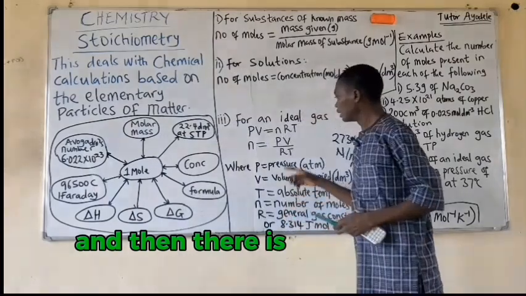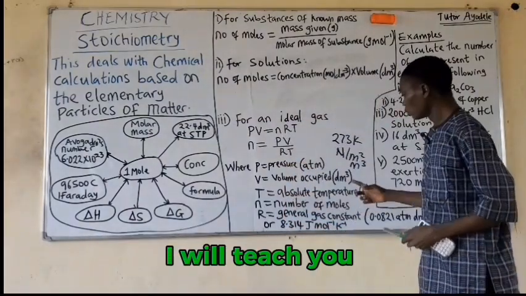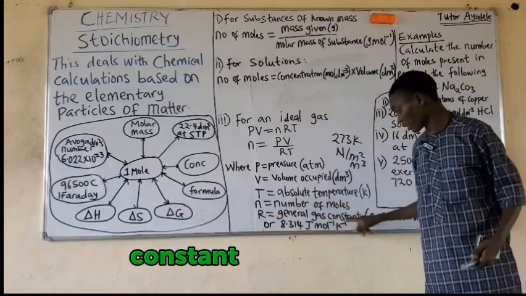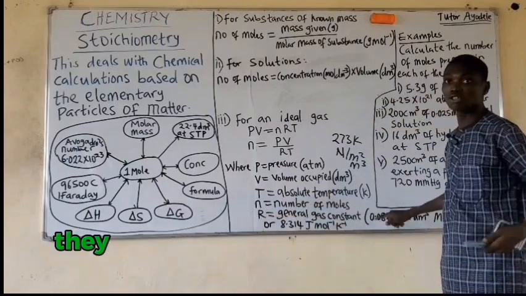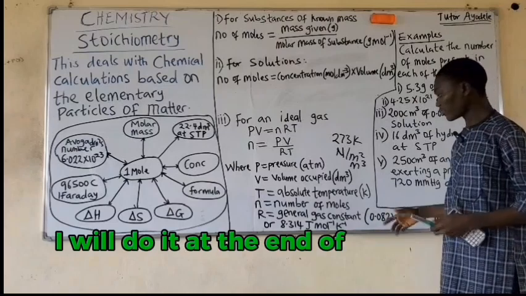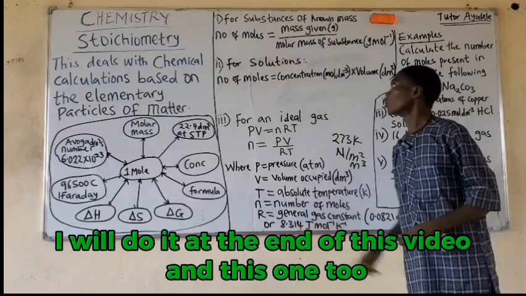At the end of this video, I will teach you how they arrive at the general gas constant, this number. They don't just assume it; there is a proof for that. I will do it at the end of this video, and this one too.